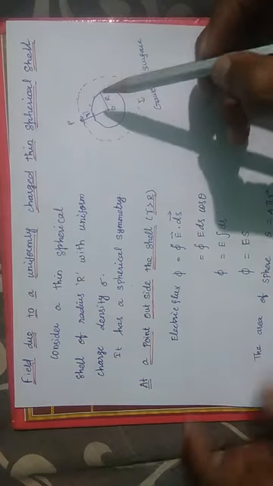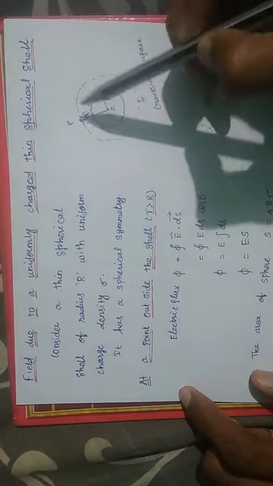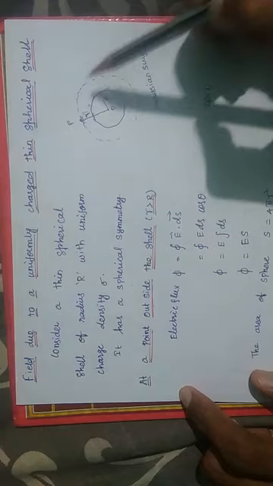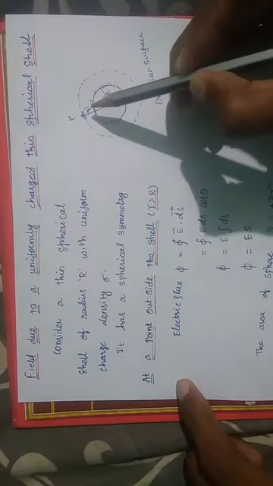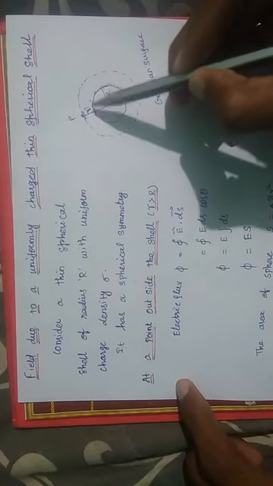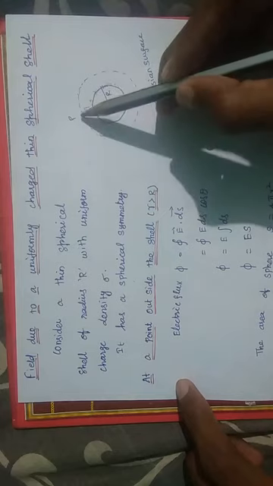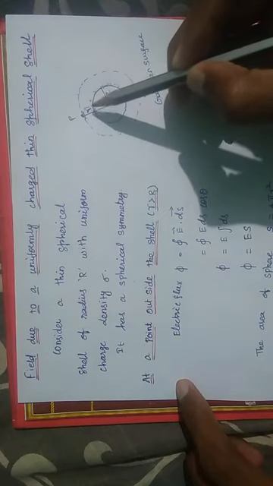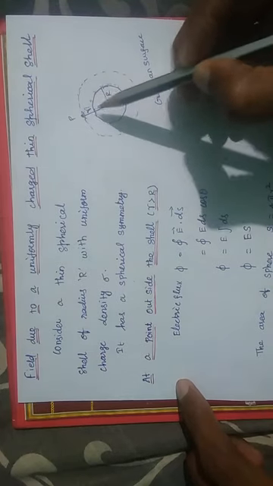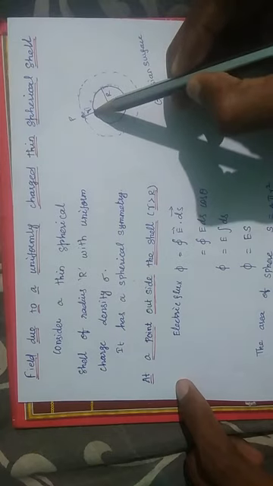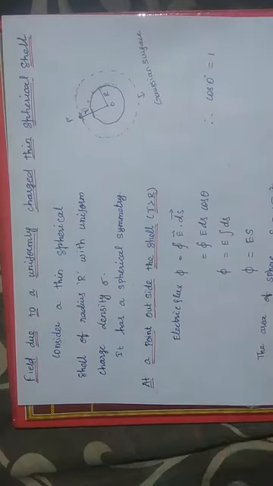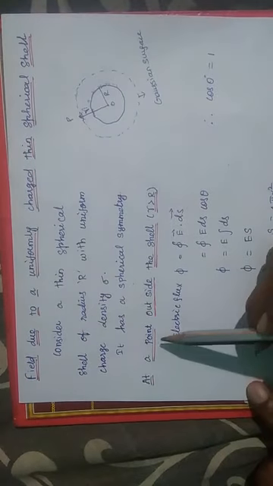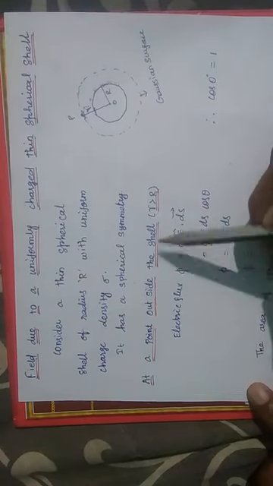So in order to find the electric field of the spherical shell, I'm considering a Gaussian surface outside it. We can have three separate cases. We can find the electric field outside the shell, second on the surface of the shell, and final one inside the shell. First case is at a point outside the shell.